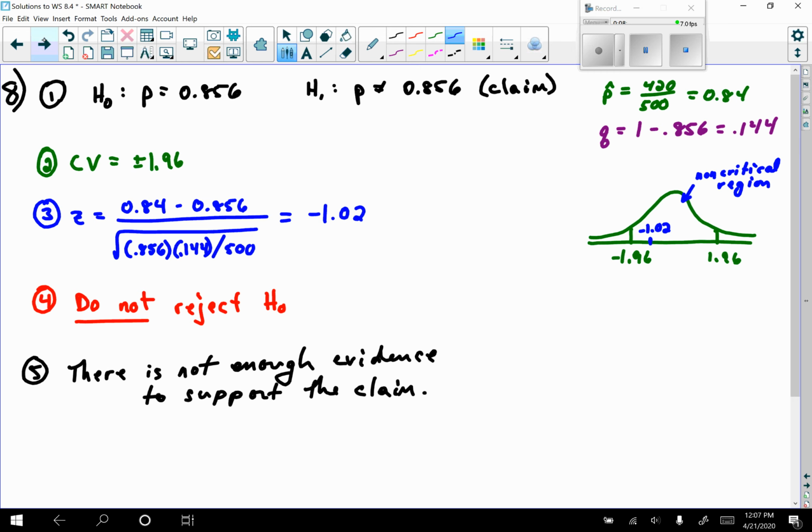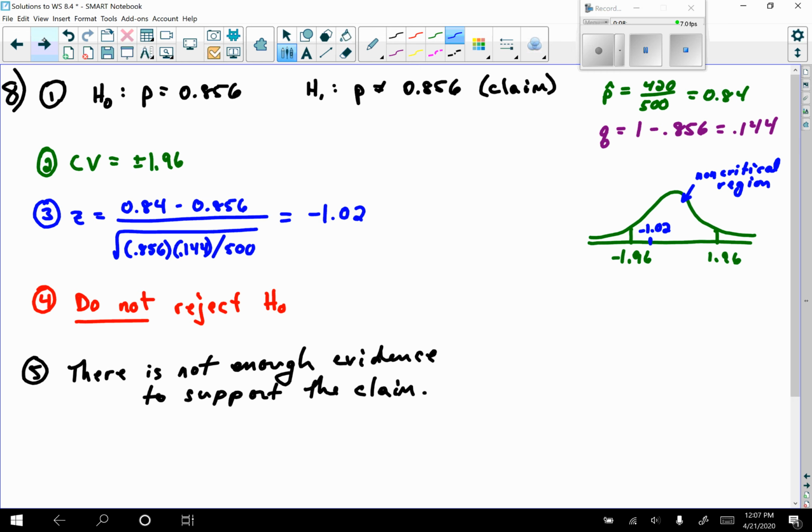Again, I calculated p hat and q off to the side. Two-tailed test, alpha being 0.05, we're going to type in 0.025 to find our critical values at plus or minus 1.96. Here in this case, our test value turns out to be negative 1.02.